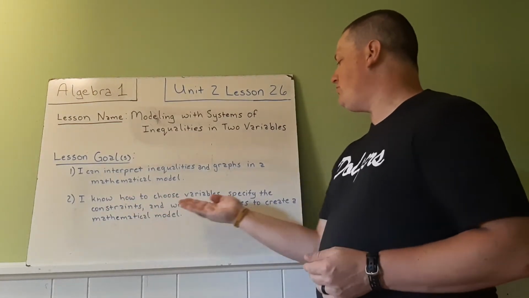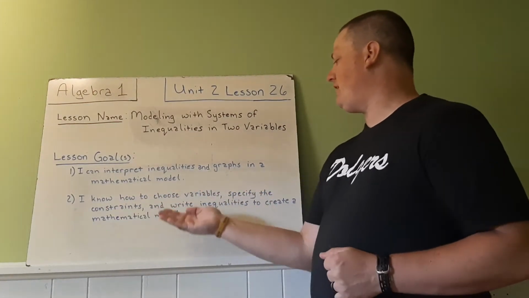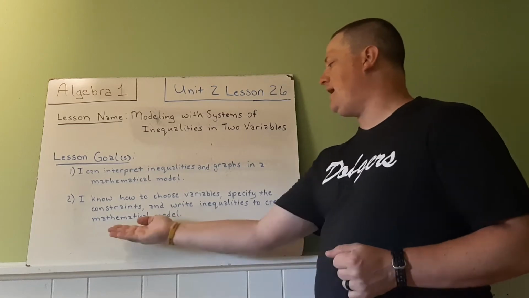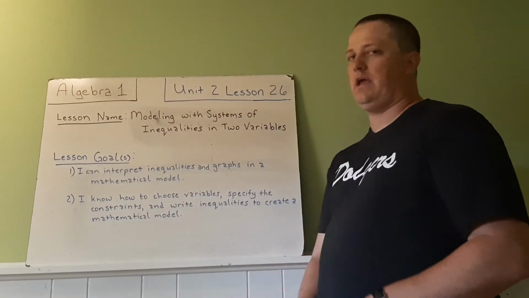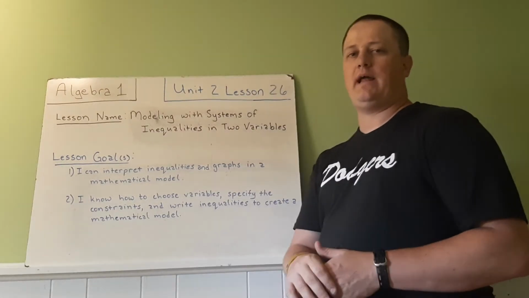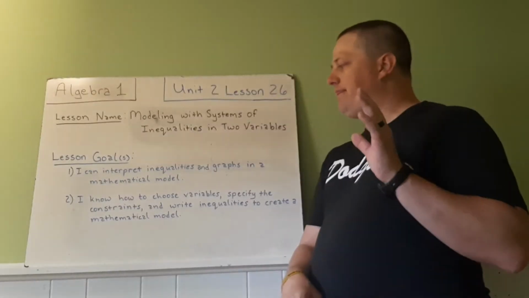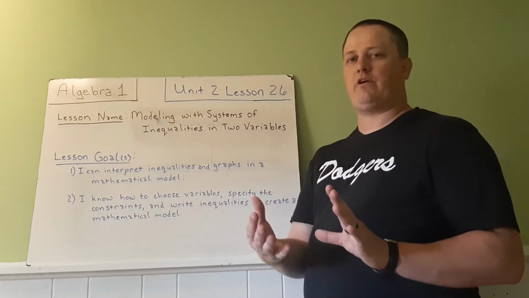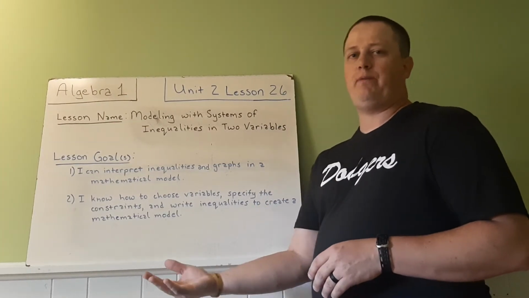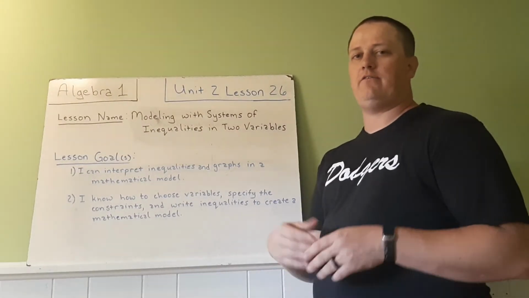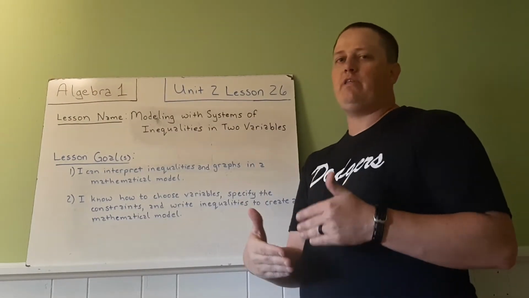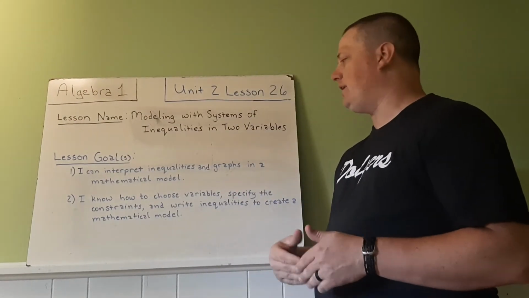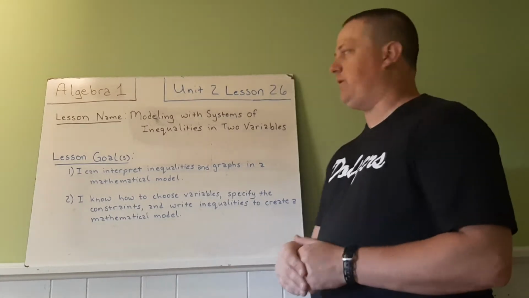I know how to choose variables, specify the constraints, and write inequalities to create a mathematical model. So when we look at the situation, we can pick out, this is what I need a variable for. This is how the constraints will work. Should I use positive numbers? Should I use negatives? Should I allow decimals? And then we use that information to write the inequalities to kind of model what's going on.